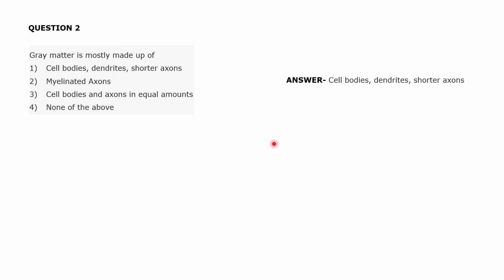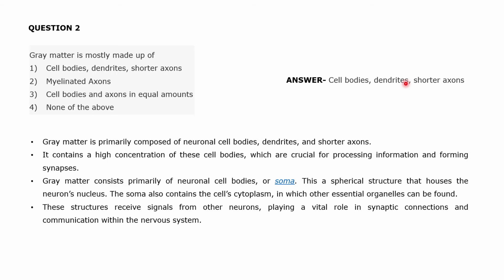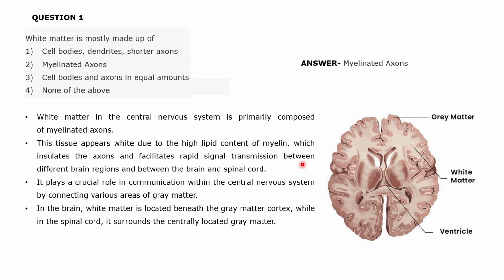Okay, so the answer to this question is the first option, that is cell bodies, dendrites and shorter axons. Gray matter is mostly made up of cell bodies, dendrites and shorter axons. So gray matter is primarily composed of neuronal cell bodies, dendrites and shorter axons, right? You have seen in the previous slide I have shown you a picture. This is the white matter, this is the gray matter that is present at the boundary of the brain.